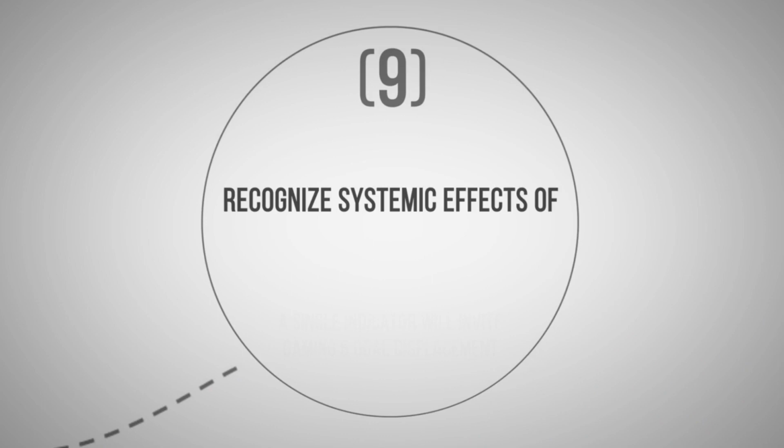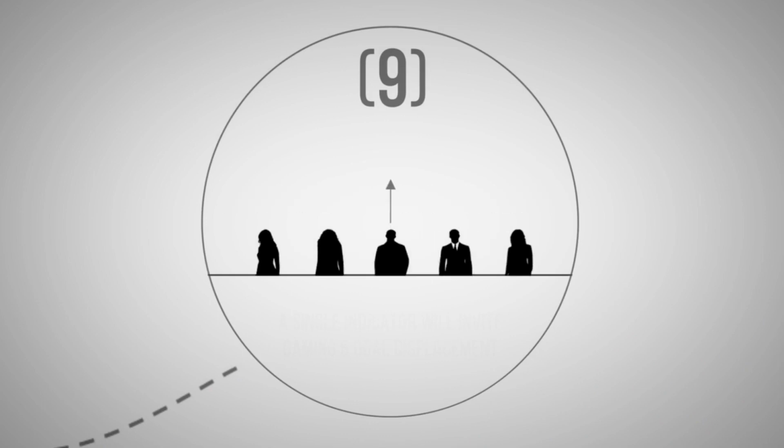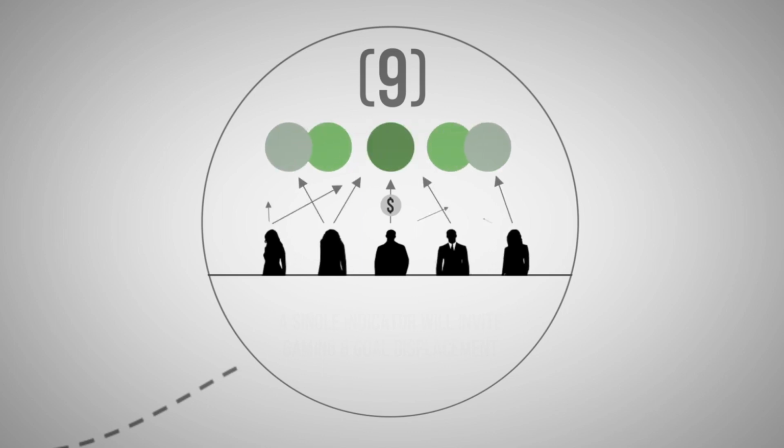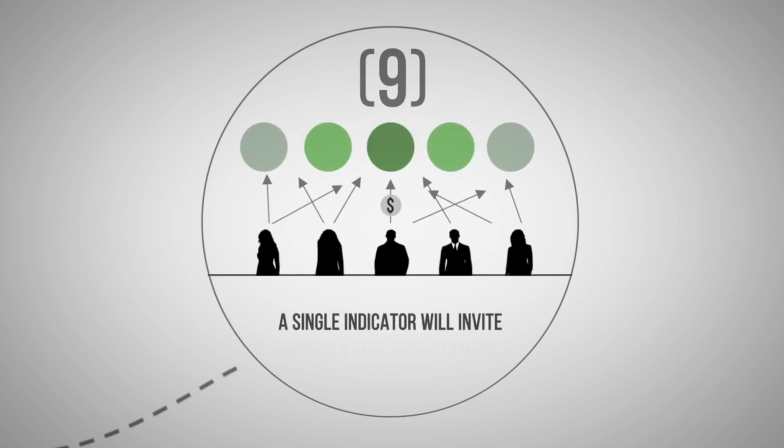9. Recognize systemic effects of assessment and indicators. Indicators establish incentives. People respond and the system changes. Anticipate these effects. This means that a suite of indicators is always preferable. A single one will invite gaming and goal displacement.